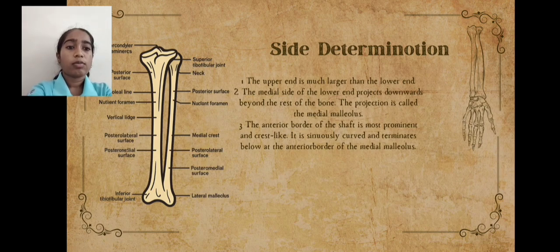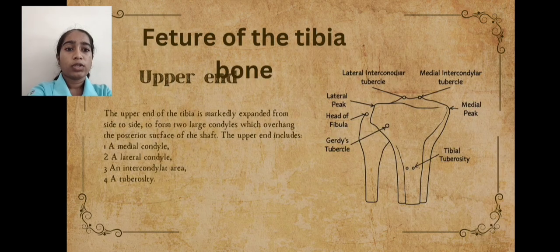Third, the anterior border of the shaft is most prominent and crest-like. It sinuously curves and terminates below at the anterior border of the medial malleolus. Features of the tibia bone.